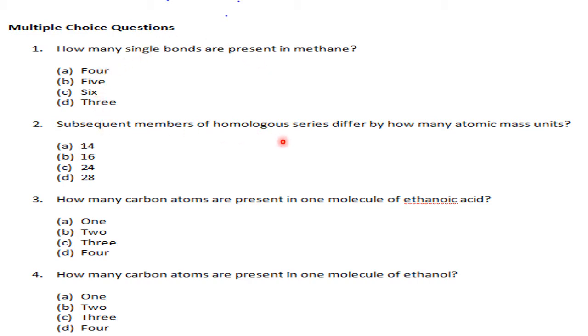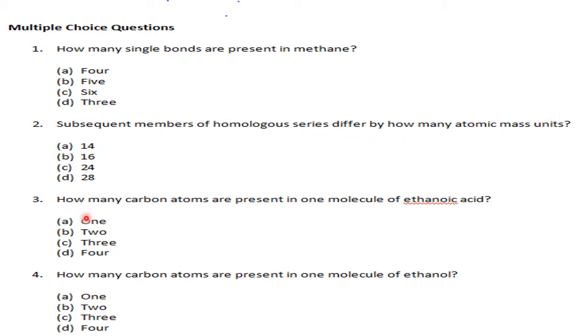Subsequent members of homologous series differ by how many atomic mass units? Okay. So in the homologous series, we have learned that subsequent members of homologous series differ by CH2 group. Okay, CH2 group. So if you want to calculate the atomic mass of that difference, that CH2 group, that is the answer. So C is what? C is 12 atomic mass. And H2 is 2. So 12 plus 2, 14. So 14 is the right answer.